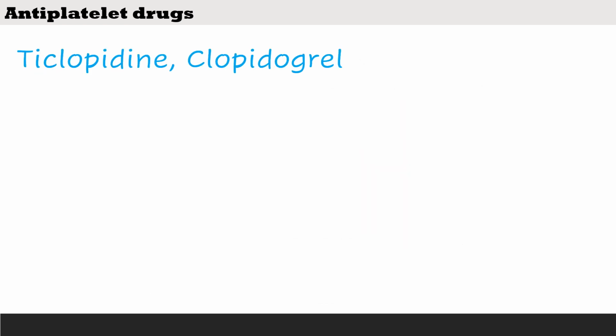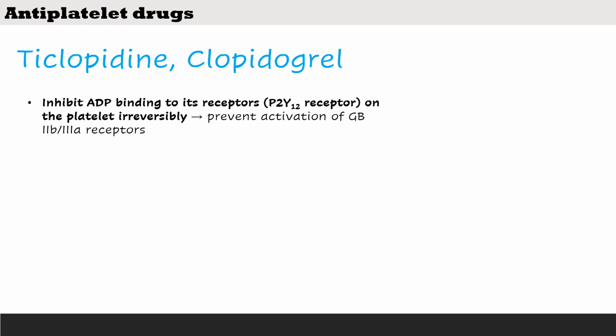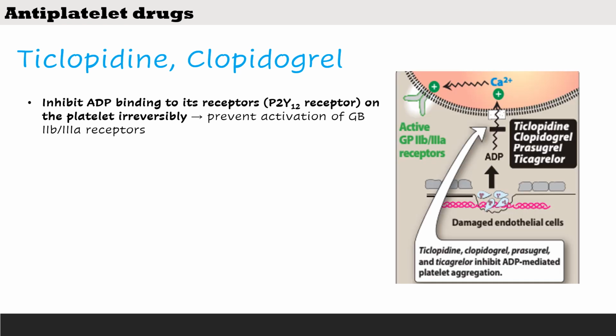Okay, the second class of drug that we'll look at is ticlopidine and clopidogrel. These are drugs that inhibit ADP binding to its receptor, which is the P2Y12 receptor on the platelet, irreversibly. So as you can see, when ADP binds to the receptor, it will stimulate calcium influx that will activate the GP2B3A receptors. So if you prevent the binding, you prevent the activation of the GP receptors.